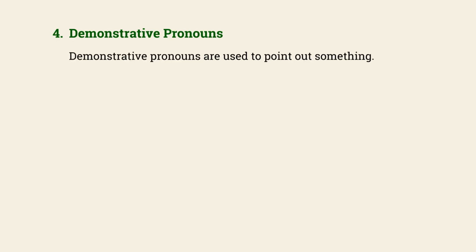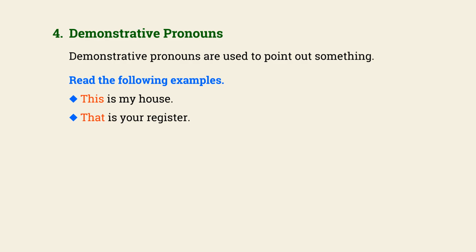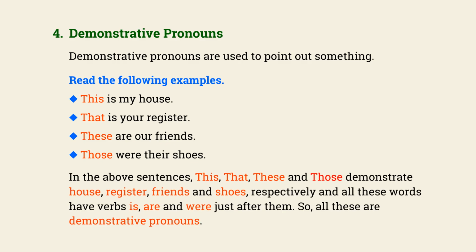Demonstrative pronouns. Demonstrative pronouns are used to point out something. Read the following examples. This is my house. That is your register. These are our friends. Those were their shoes. In the above sentences, this, that, these and those demonstrate house, register, friends and shoes respectively, and all these words have verbs is, are and were just after them. So all these are demonstrative pronouns.